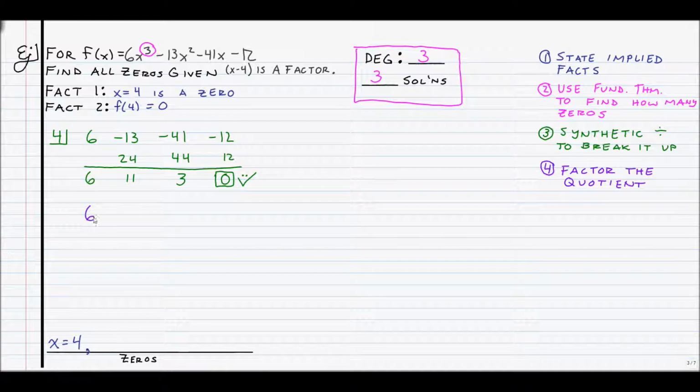In this case, our quotient is 6x squared, because 6x cubed divided by x minus 4 gives us x squared, plus 11x plus 3. I've got to factor this. It's got 3 terms, no GCF, so I'm thinking diamond. So 6 times positive 3 is positive 18. Positive 11 is what we've got to see what they add to. So now I need 2 numbers that multiply to 18 and add up to 11.